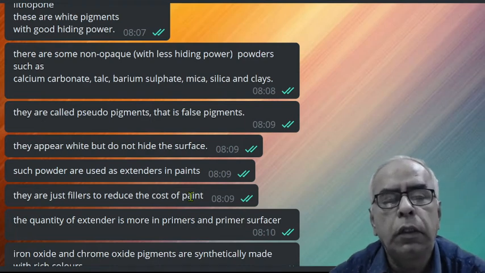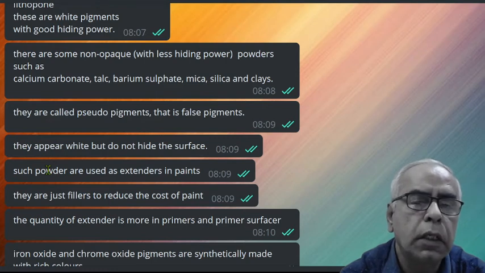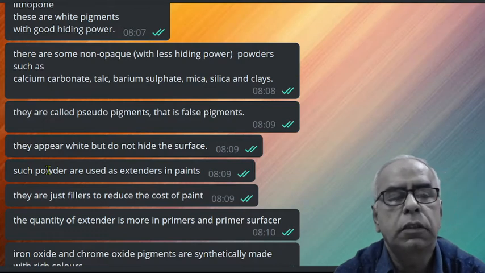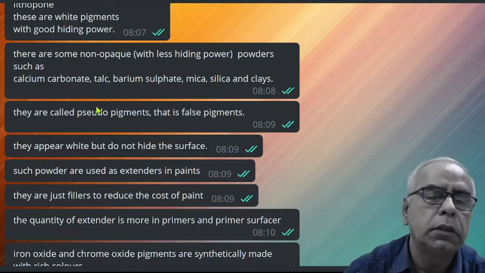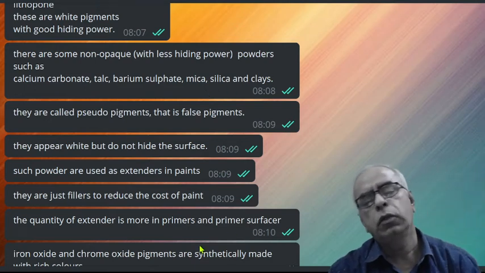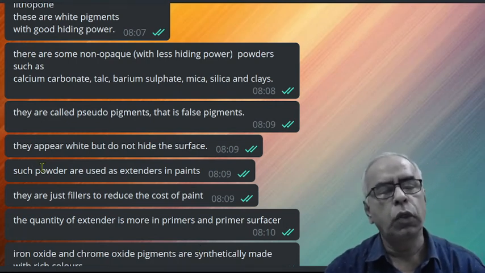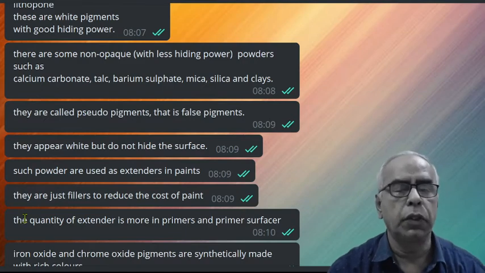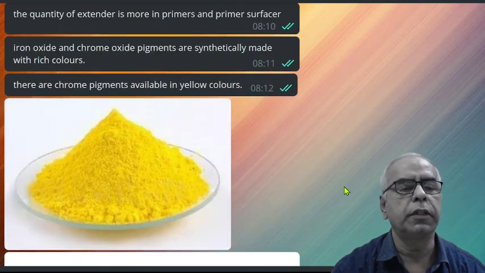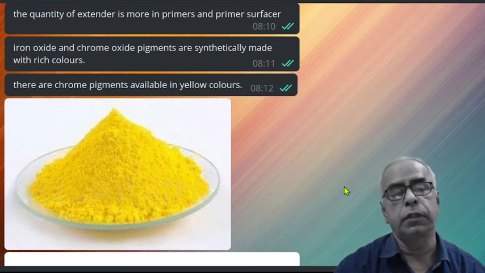Now, as I already explained, there are some non-opaque powders with less hiding power, and they act as extenders, like calcium carbonate, talc, barium sulfate, mica, silica, clays, etc. They are all called false pigments, that is pseudo pigments. They appear white but do not hide the surface. Such powders are used as extenders in paints. They are just fillers to reduce the cost of the paint. The quantity of extender is more in the case of primer and primer surfacer.